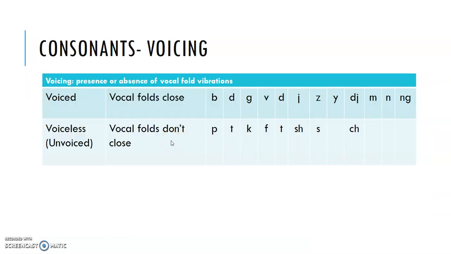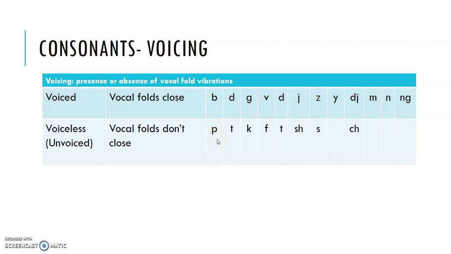Finally, we have voicing, and voicing is just the presence or absence of vocal fold vibrations. The best way to tell if a sound is voiced or unvoiced is to place your hand on your throat very gently and feel if there is a vibration, and these are all in pairs. So for our B, we have a pair of a voiceless sound, P.